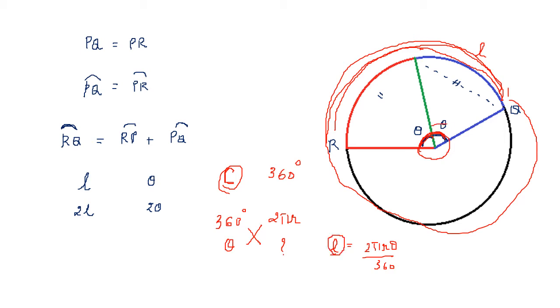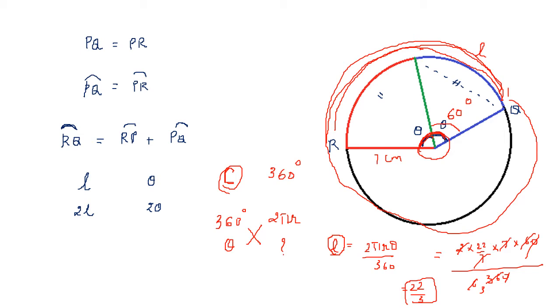If this angle here is say 60 degrees, and suppose the radius is given as 7 centimeters. I will write 2 into 22 by 7 into r, that is 7, into theta, that is 60 degrees, upon 360. 7 7 cut, 0 0 cut, 6 1s are 6, 6 6s are 36, 2 1s are 2, 2 3s are 6. So I got 22 by 3 as the length of the arc. But what you need to understand is that the length of the arc corresponds to the angle theta.